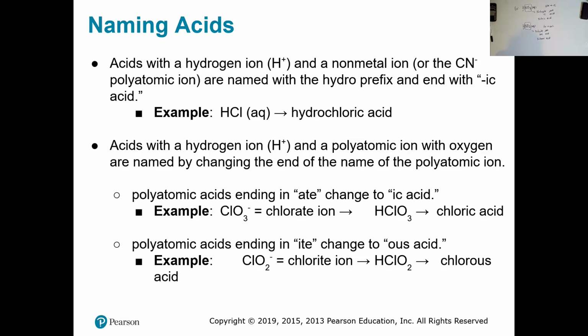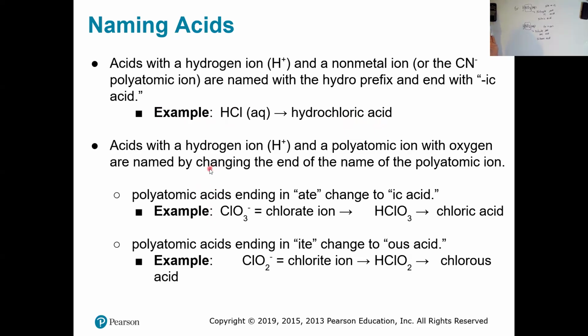Let's look at this example slide, which just reiterates what we just did, but now we can look at them side by side. So we have our HCl here, which is our binary acid. When we name this, we start with the hydro prefix, then the chlor, then the IC ending, and then acid: hydrochloric acid.